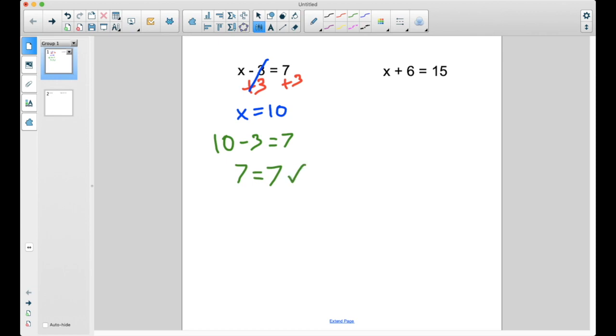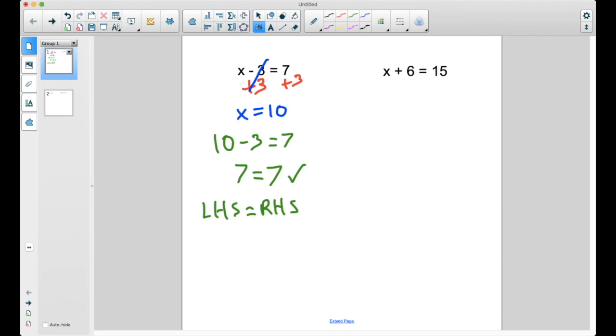And we can say that the left-hand side, let me write this a little bit neater, the left-hand side is equal to the right-hand side. Now for the second example here, we're more or less going to do the same thing. We have x plus 6 is equal to 15. We're looking for some number that when we add 6 to it, it's going to equal 15.